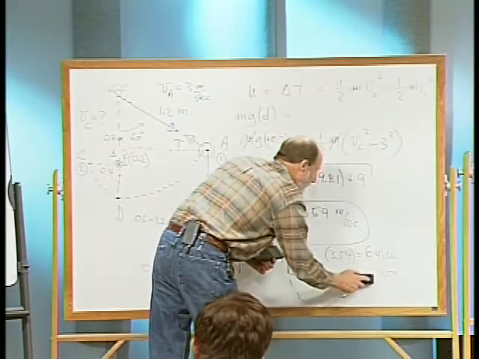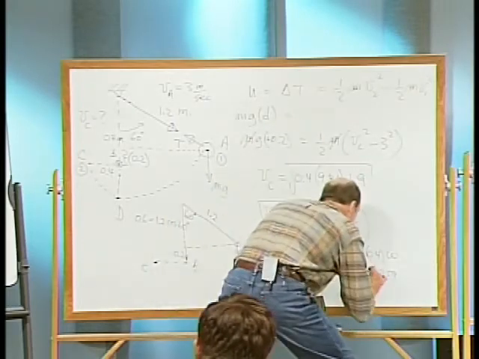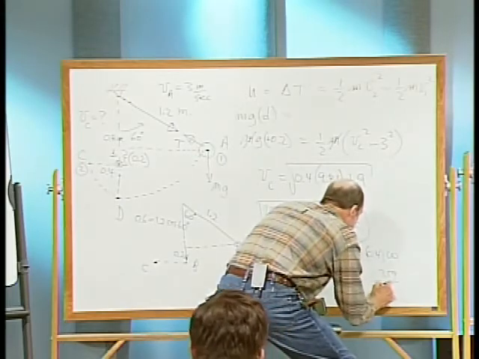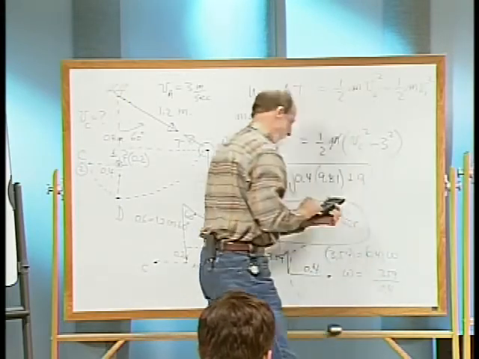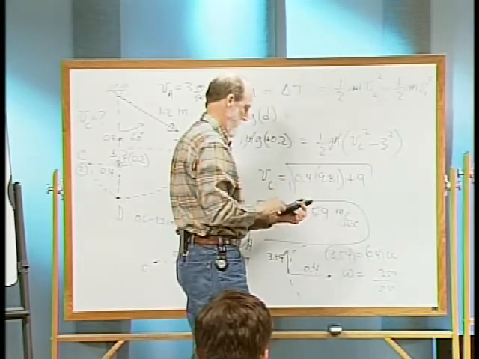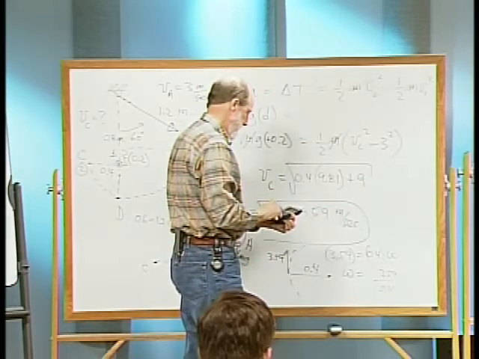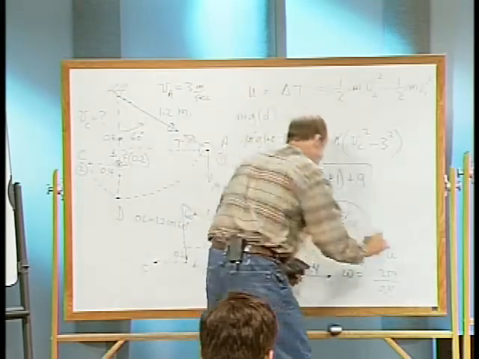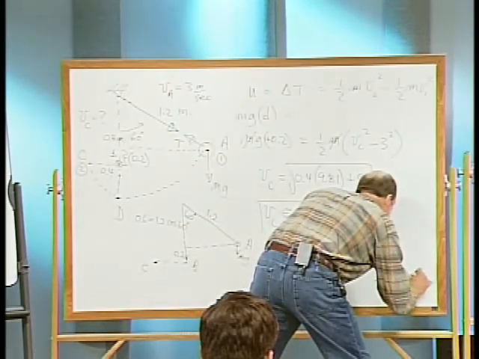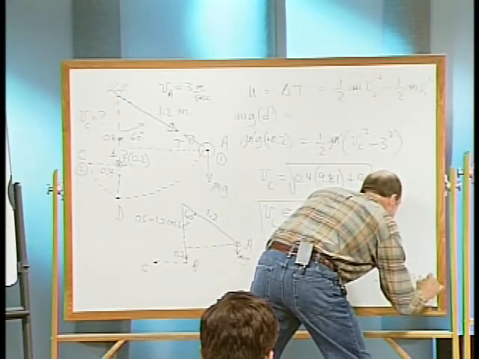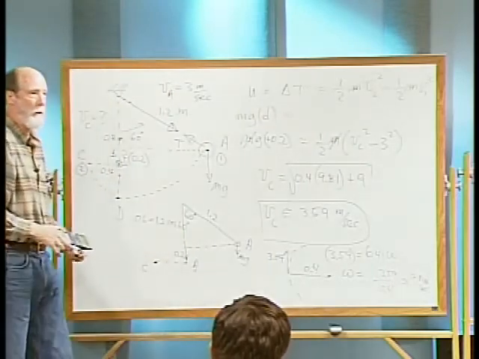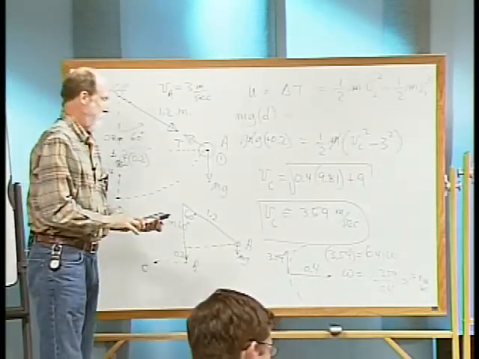So I'll just write it as divided by 0.4, and if you punch that, what do you get? Roughly 9. You get 9 radians per second. Okay?